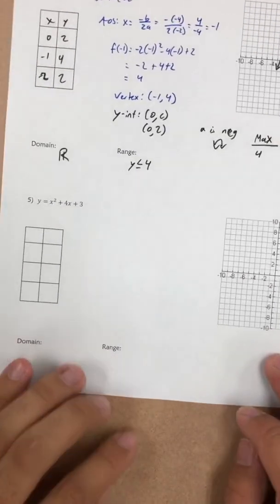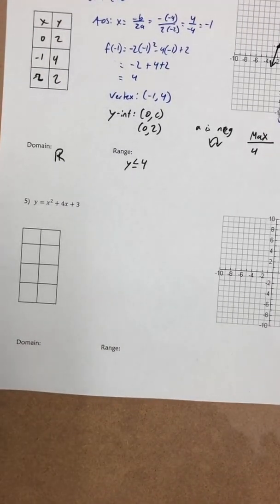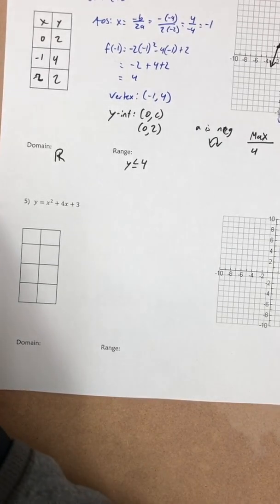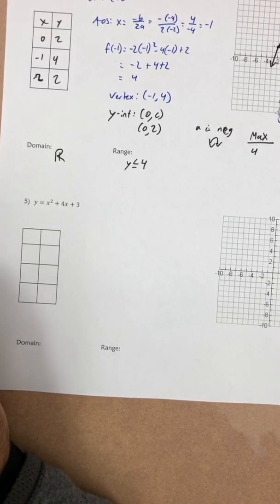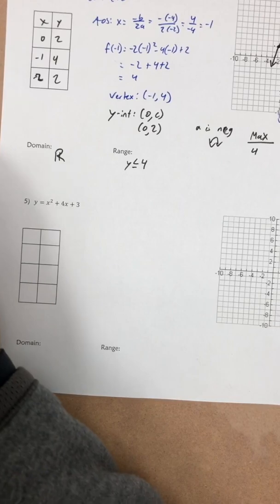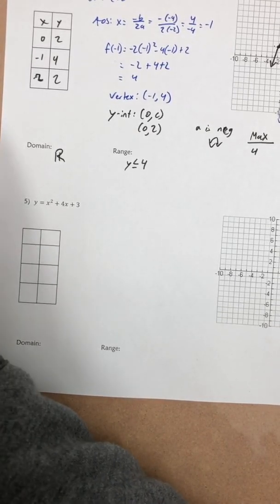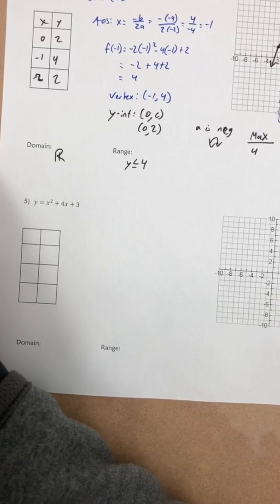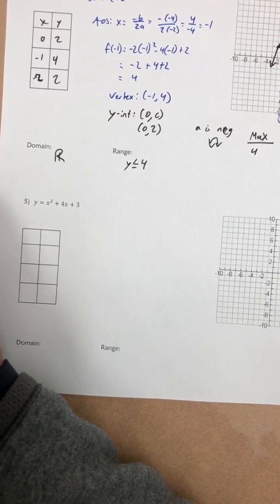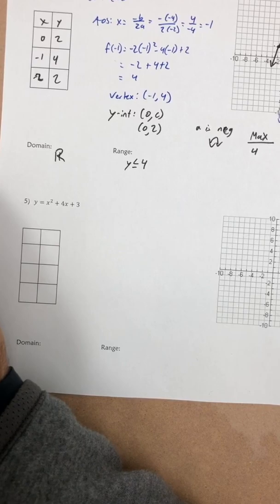Go ahead, try number 5 on your own here. All right, we'll come together now and we'll do this together.